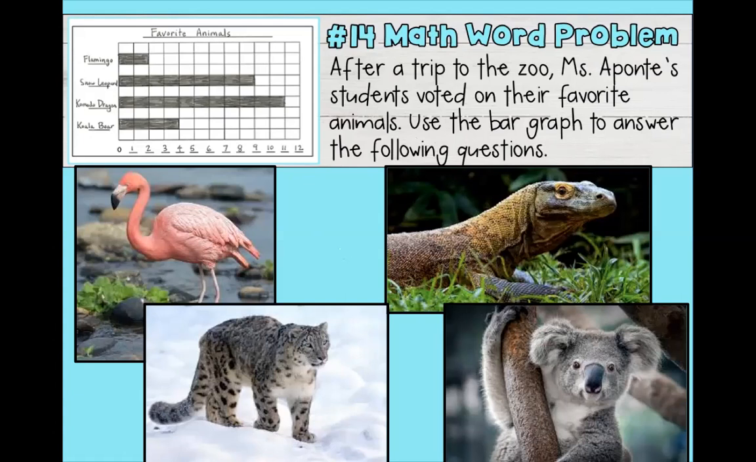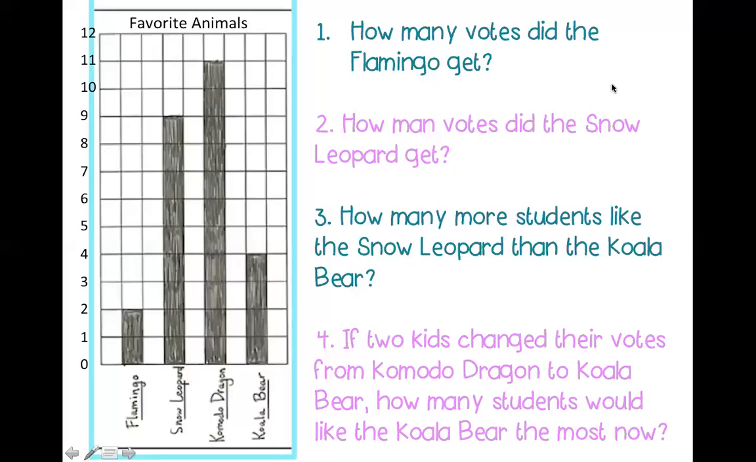So we're going to be using this bar graph about Miss Aponte's students. They all voted and said who their favorite animal was, and we recorded their information here on this bar graph. We're going to use that now to answer some questions about their favorite animals.